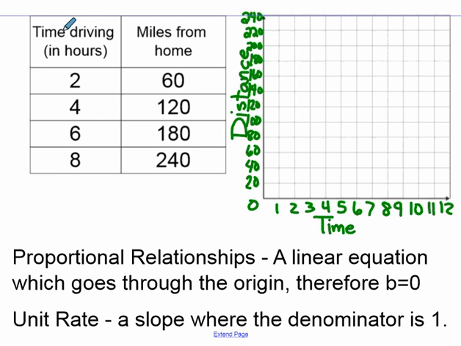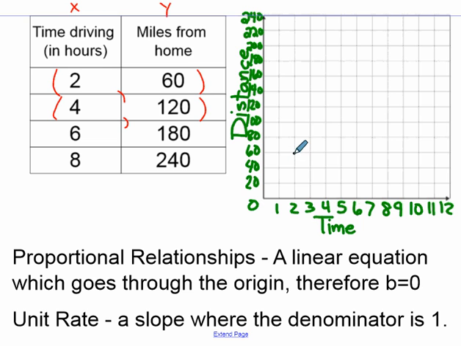Just as an example, I have a real life situation here for us. This is saying the time that you spend driving, and the units are hours. And then we have the miles from home, or we could think of that as the distance in miles. This is just a table of data where, of course, this is the x and this is the y. So this is really giving us ordered pairs. 2, 60, 4, 120, and so on.